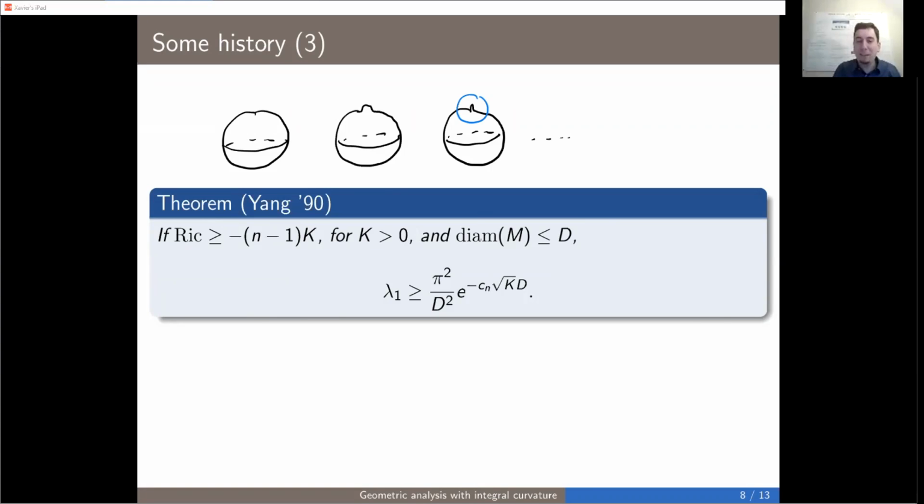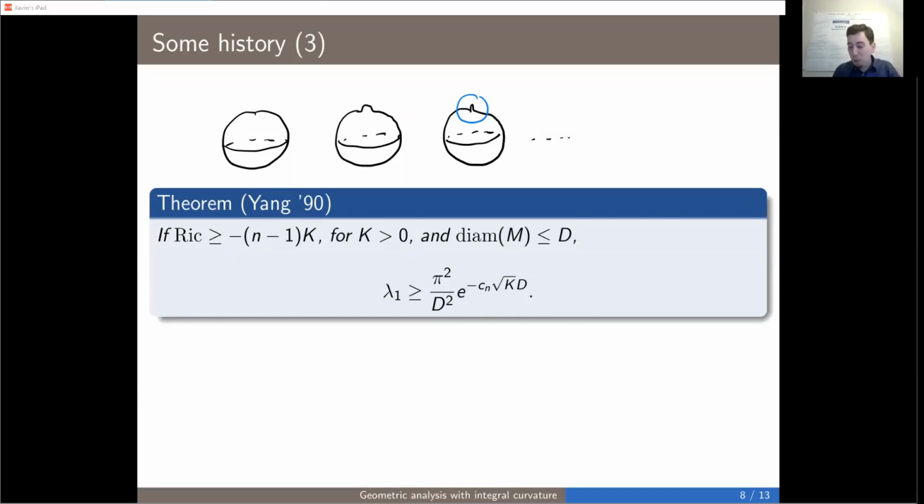And so you would expect these theorems to more or less hold, and yet they don't, because you can't find a uniform lower bound. Okay, so in recent years, people have been trying to find curvature assumptions that are less sensitive to this kind of small perturbations of the metric.